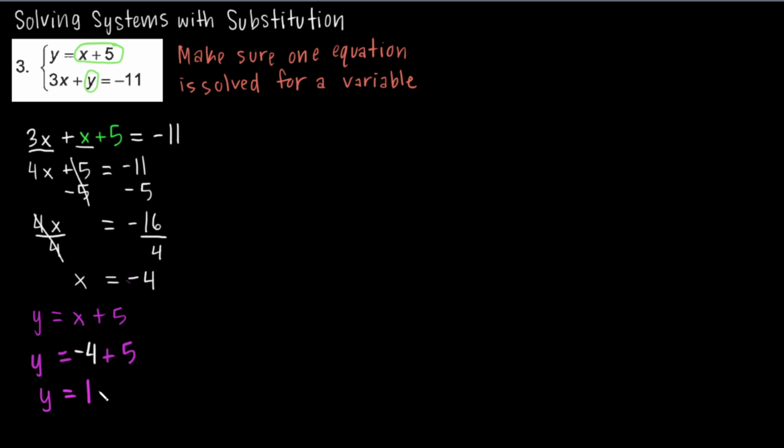Our final answer, now that we know what x is and we know what y is, let's write it out. X equals negative 4 and y equals positive 1. A good way to check your answer is to plug in these values for x and for y into both of these equations and make sure it checks out.